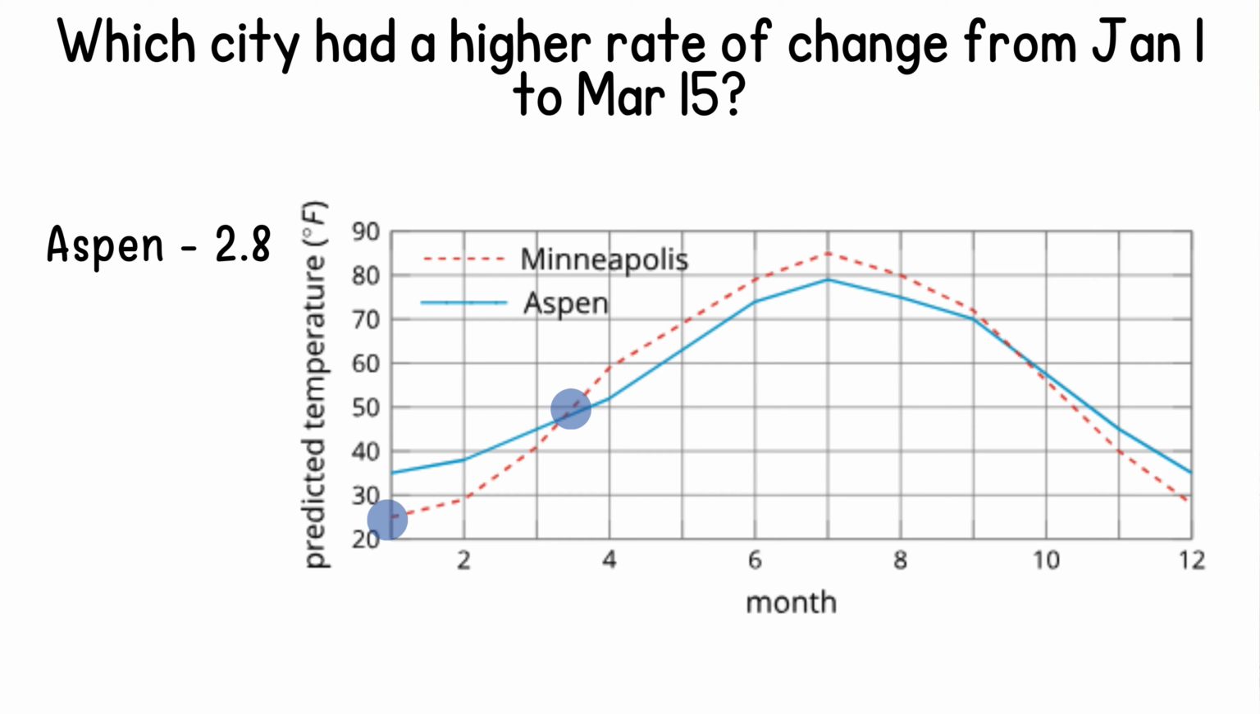So we'll plot our dots on the red dotted line when x is 1 and x is 3.5. The rate of change is the change in y values over x values. And we can see that we went up 25 units, and we went over 2.5 again. Dividing these gives us an answer of 10. So we can see that this was a lot larger than Aspen's rate of change, so Minneapolis had the greater rate of change from January 1st to March 15th.